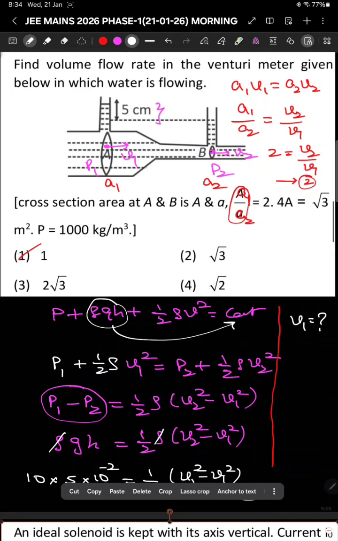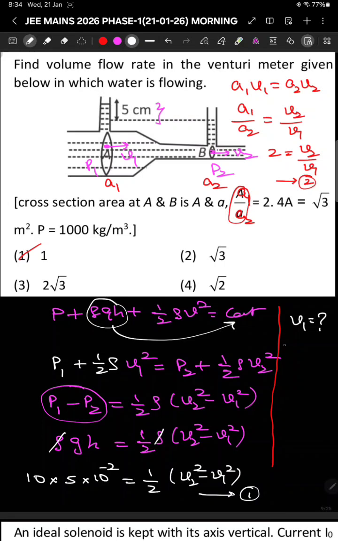You are not asked to find V1. You are asked to find volume flow rate. So rate of flow means nothing but volume by time. So volume by time formula is A1 into V1. Here A1 is root 3 given. Substitute A1 value root 3 and V1 value, you can find rate of flow.